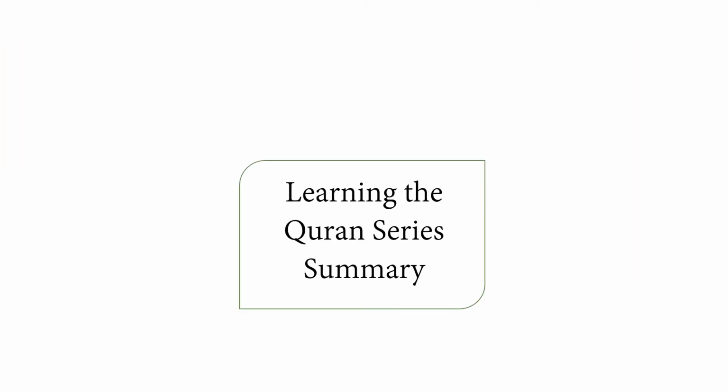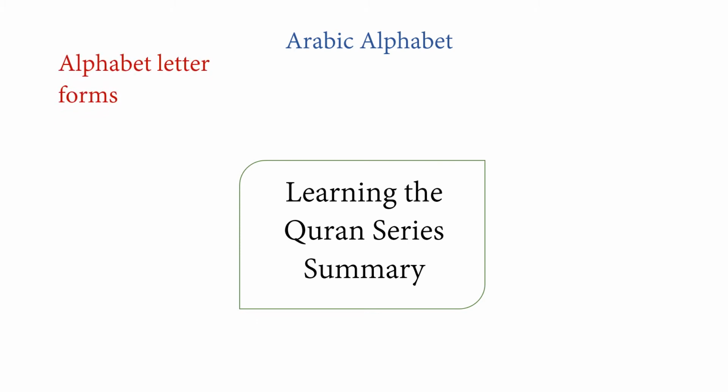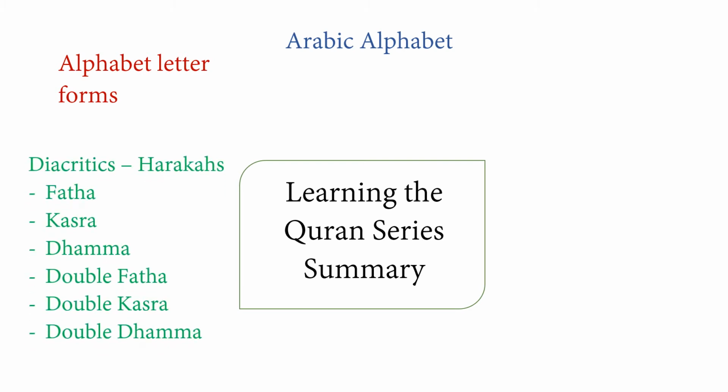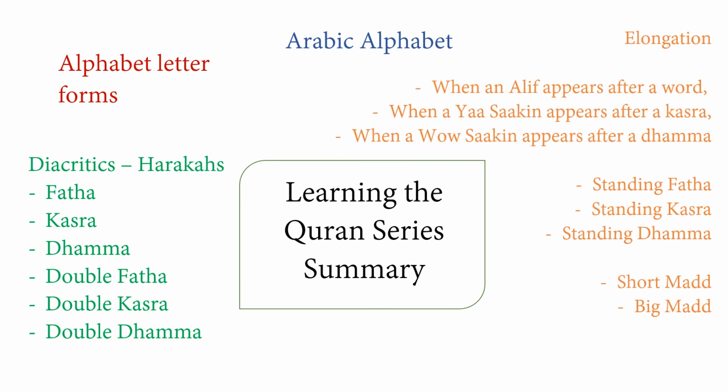Alhamdulillah, we have learned many things over this series. Firstly, we learned the Arabic alphabet. Then we tried to understand how the Arabic letters are written, and they can have different forms when they appear at the beginning, the middle, and the end of a word. We also covered the different types of harakas. So we know that there's a fatha, kasra, dhamma, then you have a double fatha, double kasra, double dhamma, and then we covered the elongation.